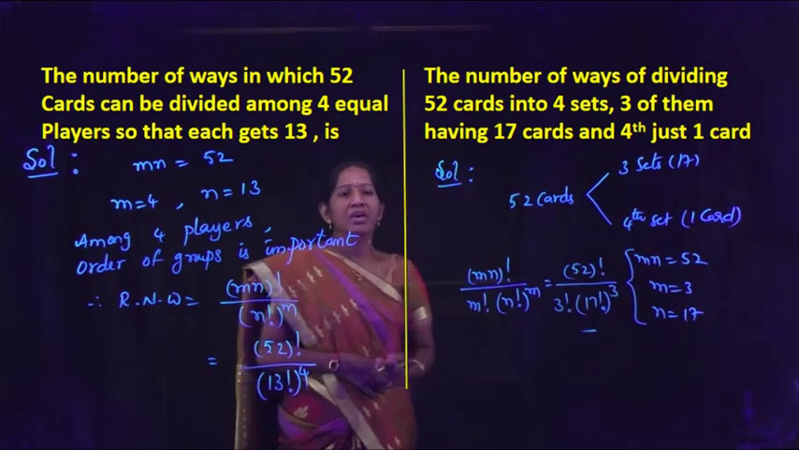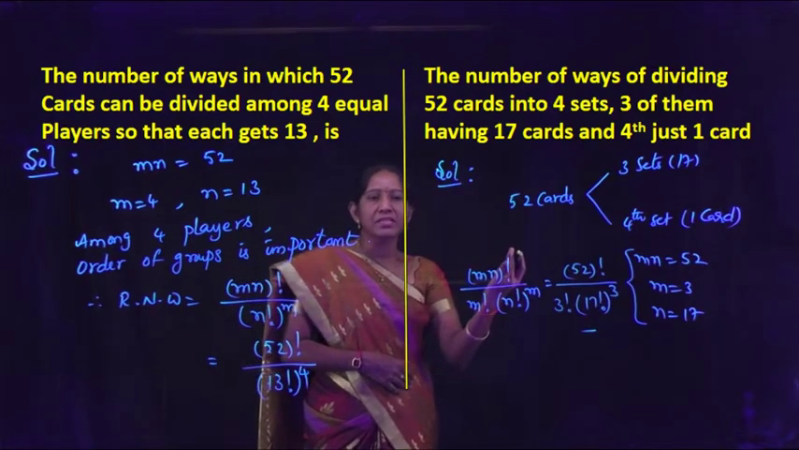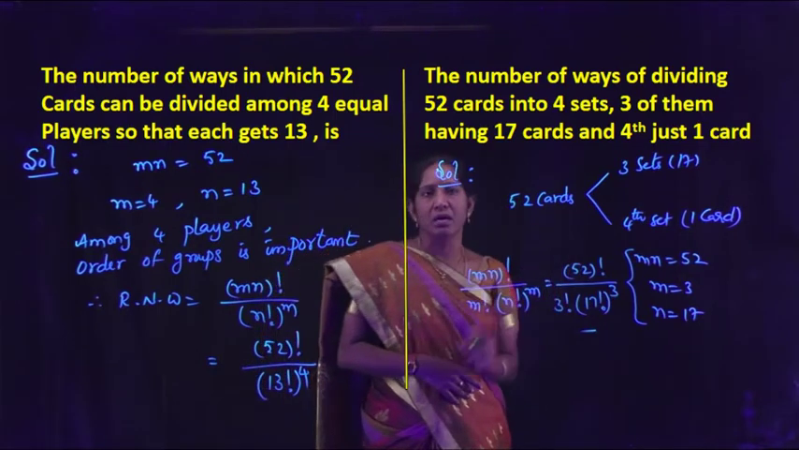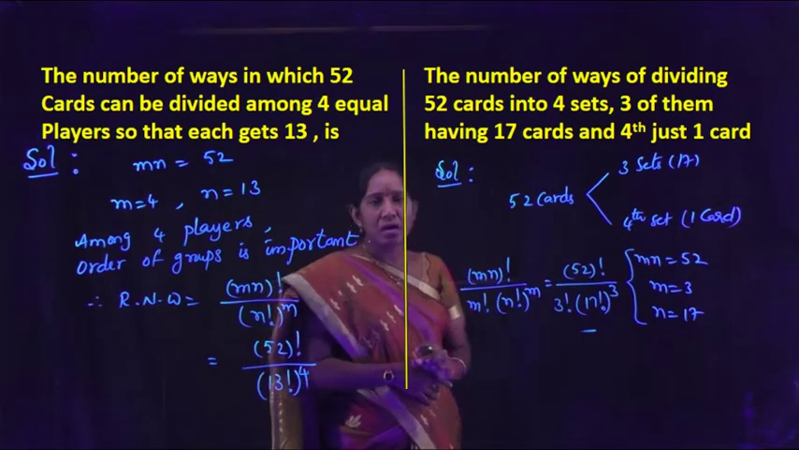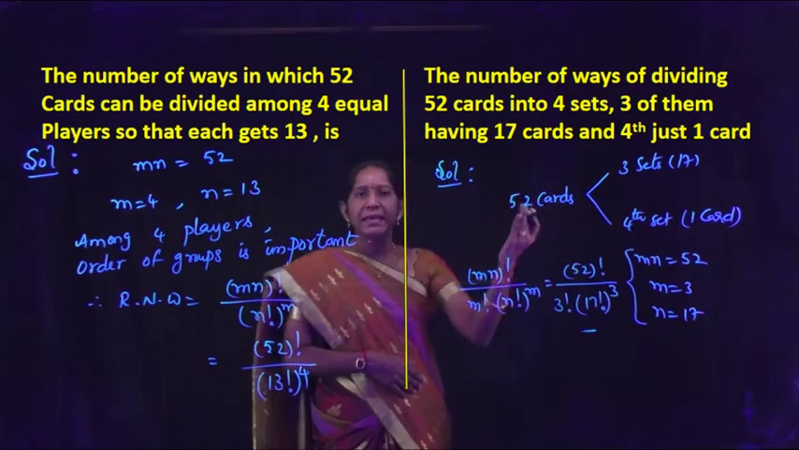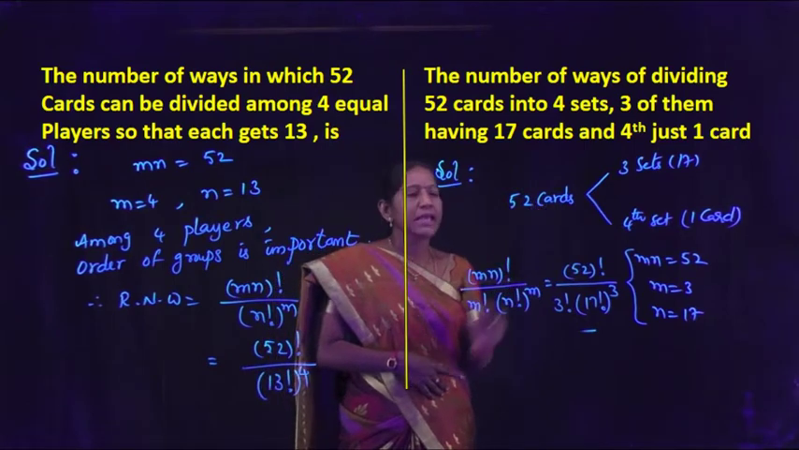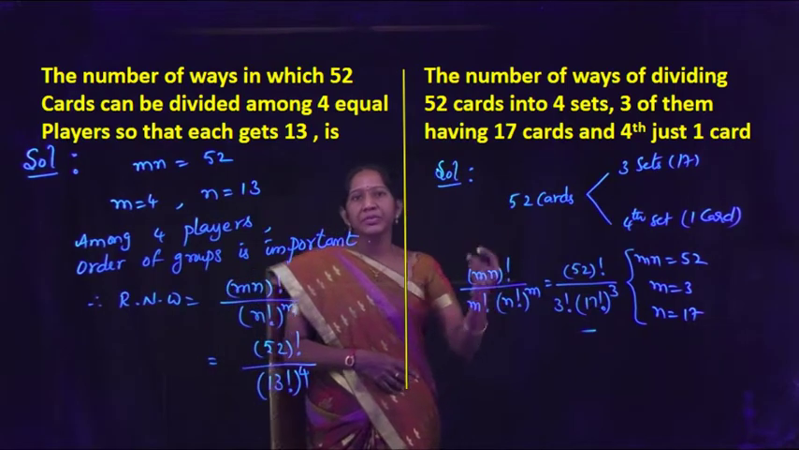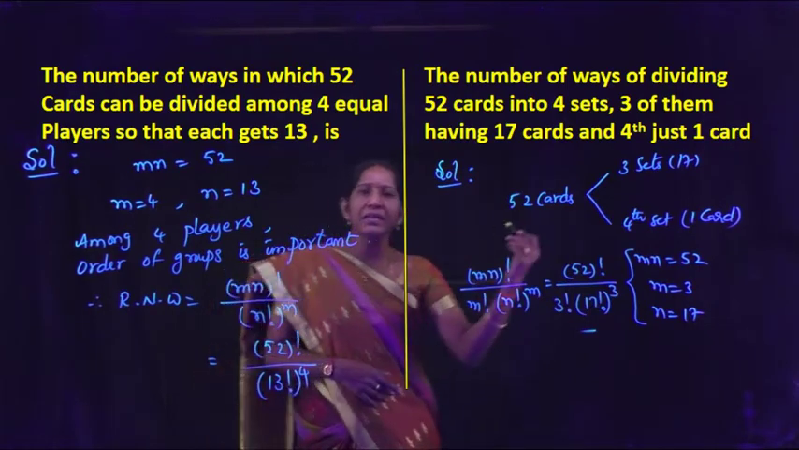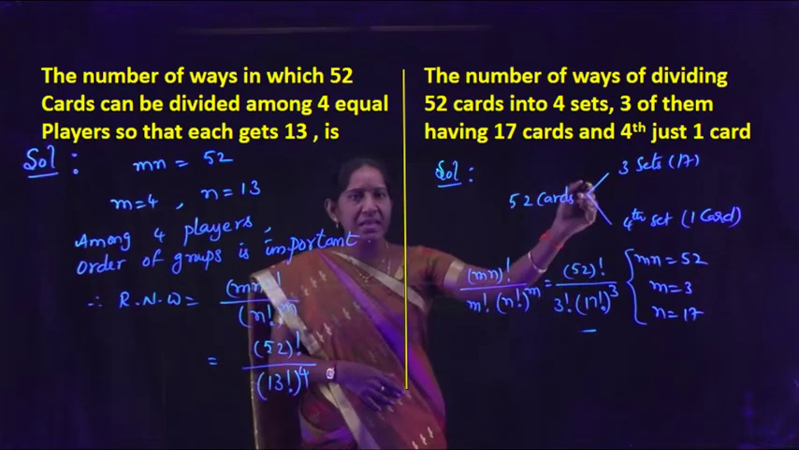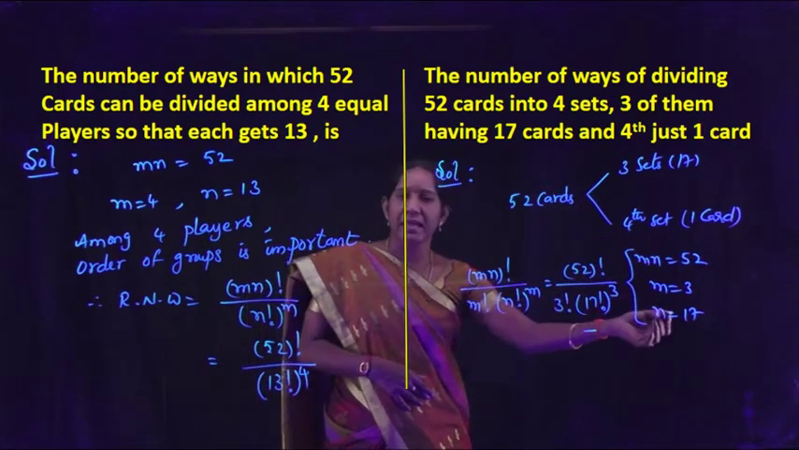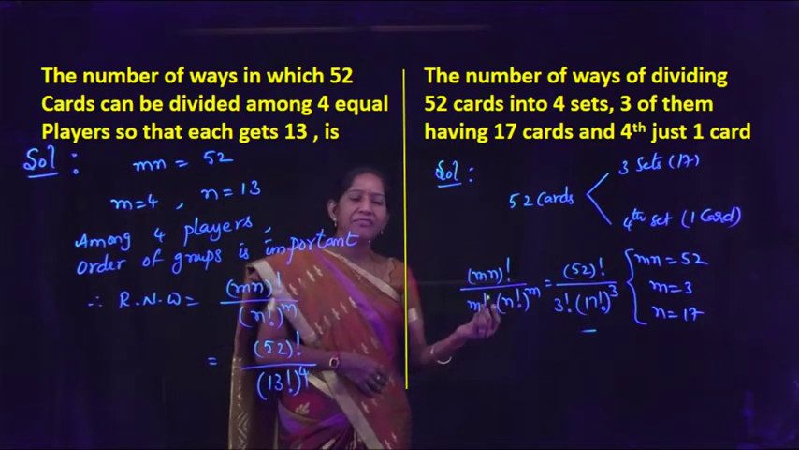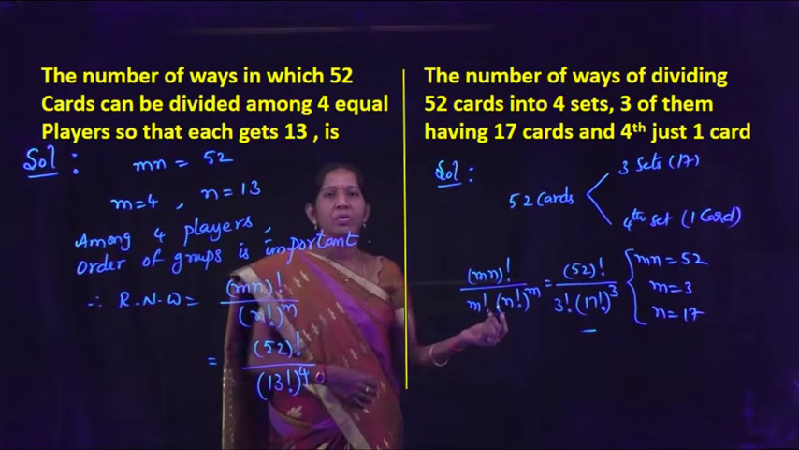So, the number of ways of dividing 52 cards into 4 sets, 3 of them having 17 cards and the 4th just 1 card. That means these 52 cards can be distributed in 3 equal sets, each set having 17 cards. Then the required number of ways is mn factorial by m factorial into n factorial whole to the power m. Here mn is 52, equal parts m is 3, so n value is 17. Therefore, putting the values, that is 52 factorial by 3 factorial into 17 factorial whole cube.